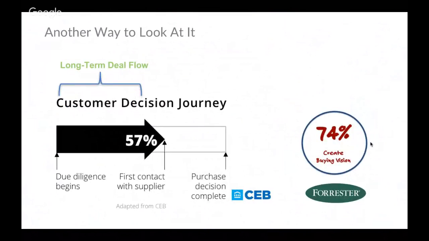Here's another way to look at it. You know, this is that stat from CEB, right? The controversial one. Well, the long-term deal flow is in the first 57%. If you can get to the buyer very, very early on, and by the way, if you have that challenger mindset, if you're into really provoking and prodding and getting your buyer to think about things that they're not currently doing or saying, then hats off, you should be doing that. If you do that and you educate, you've got a 74% chance of winning the deal.